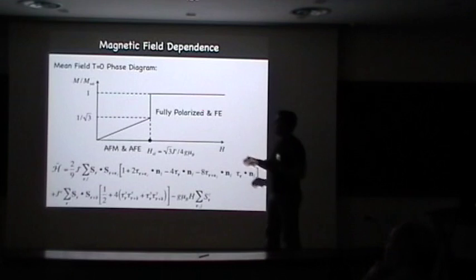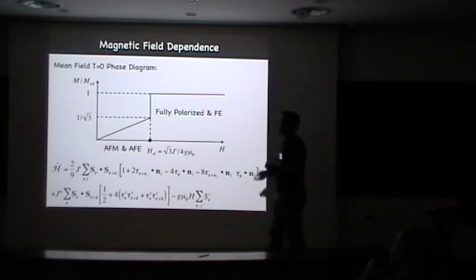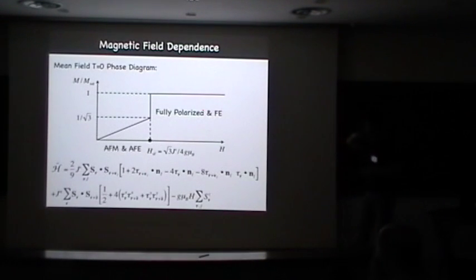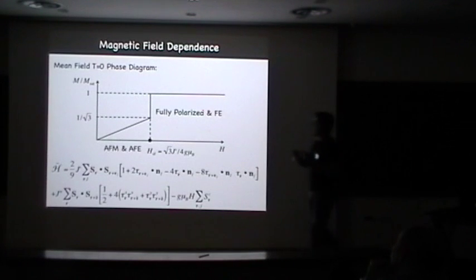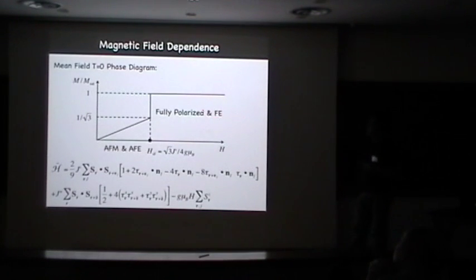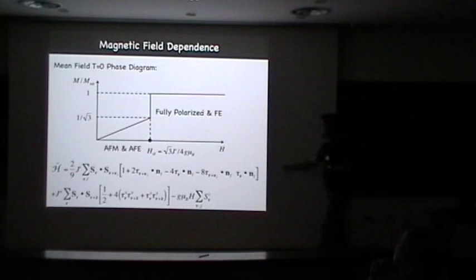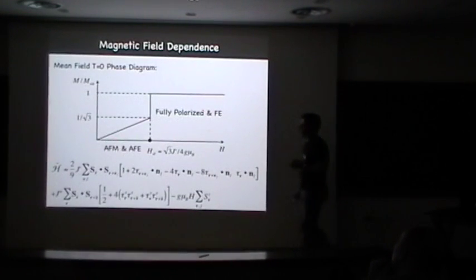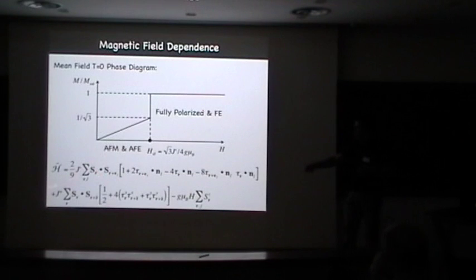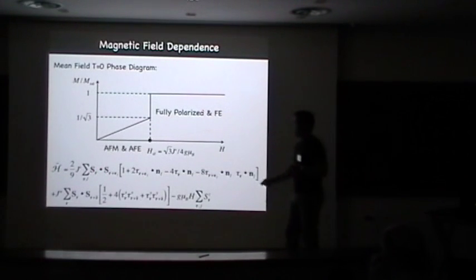So now I did everything for a high magnetic field. Let me assume the question that you can ask. We just saw that for a very high magnetic field we have a fully polarized spin state with a ferroelectric configuration, right? That is the lowest energy state. Now what happens if we lower the magnetic field? If we lower the magnetic field, again we can try with a mean field solution, right?